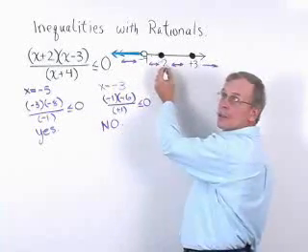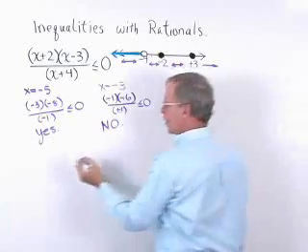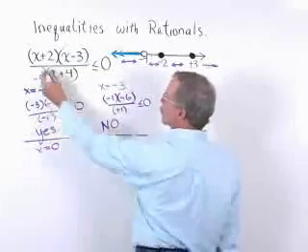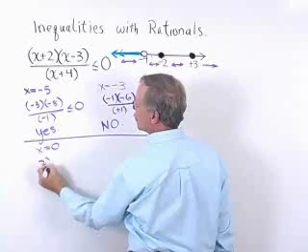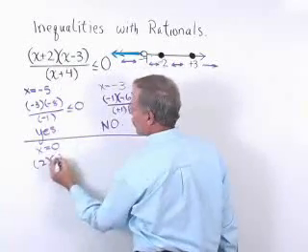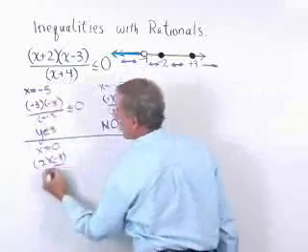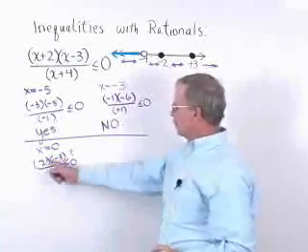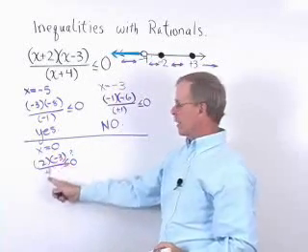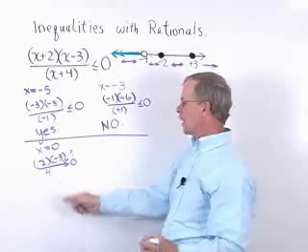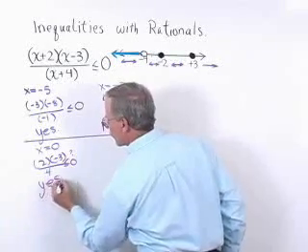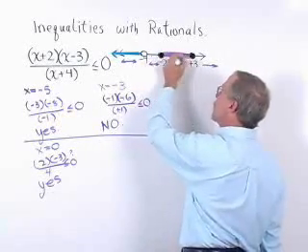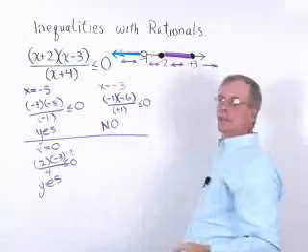The easiest number to choose between negative 2 and 3 is 0. So let's choose x equal 0. If x equals 0, you get 0 plus 2 is 2. 0 minus 3 is negative 3. And 0 plus 4 is 4. Is that less than or equal to 0? Well, positive 2 times negative 3 is negative, divided by a positive is negative. So, yes, that's a true statement in this interval. So here again, we end up with this as a part of our solution.